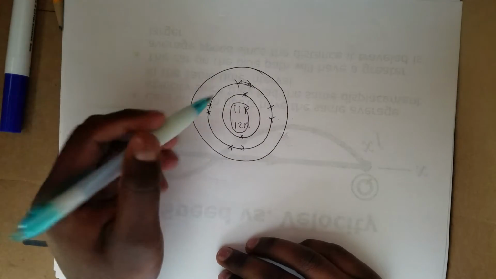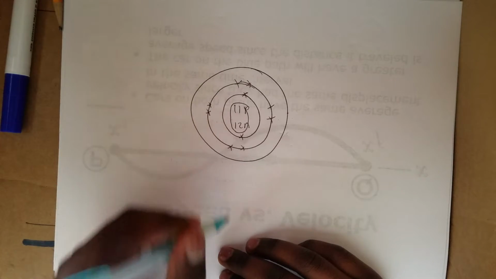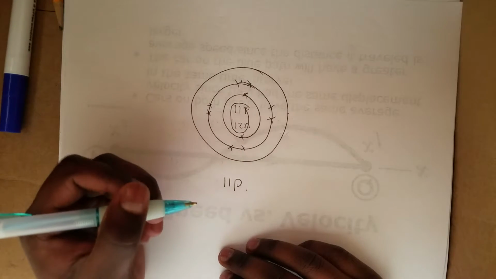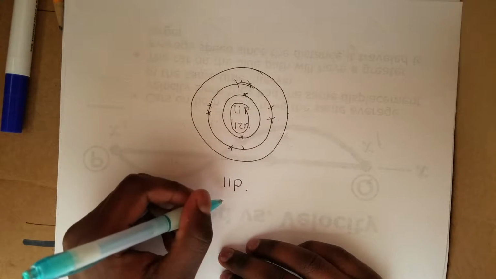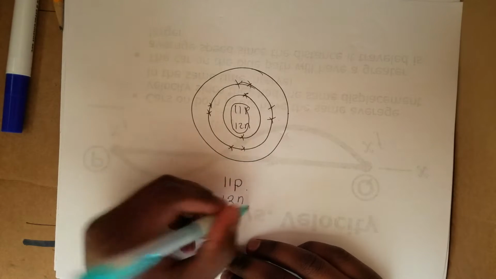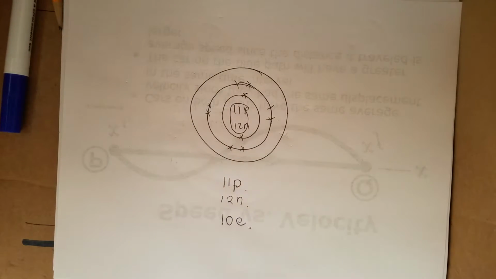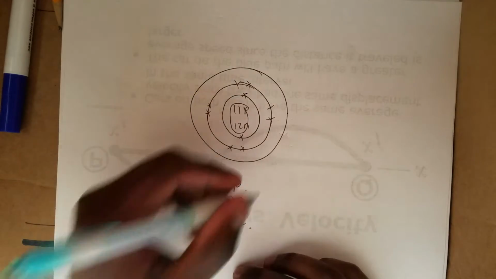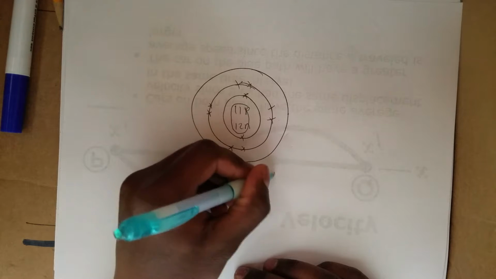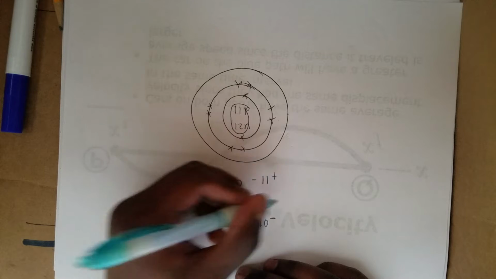So now it still has 11 protons and still has 12 neutrons, but it only has 10 electrons. Right? It has fewer electrons. This means it has a charge of 11 plus, and a charge of 10 minus.